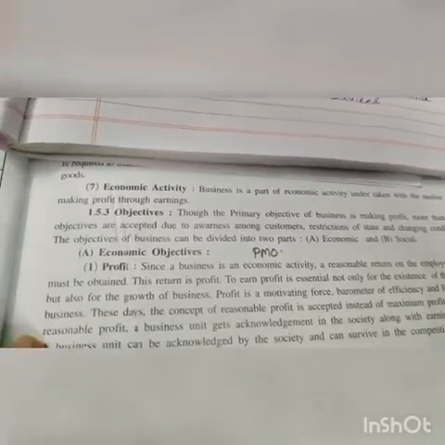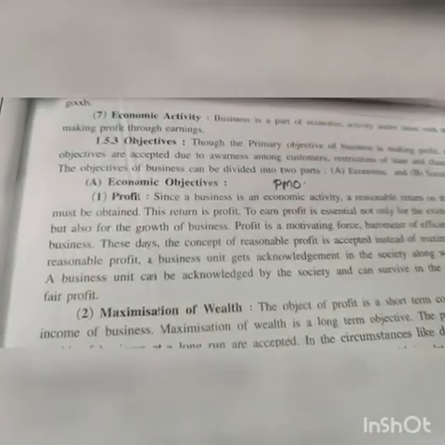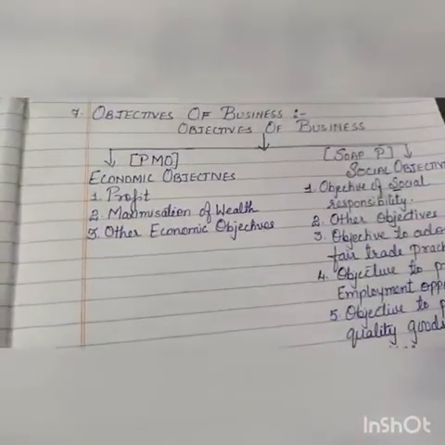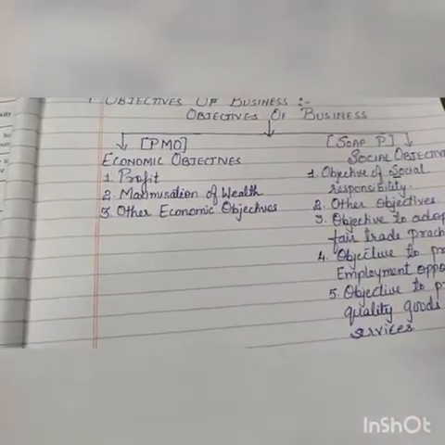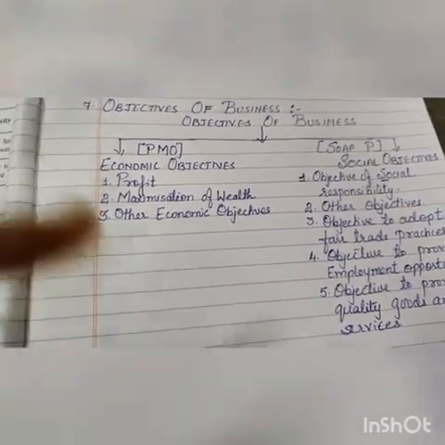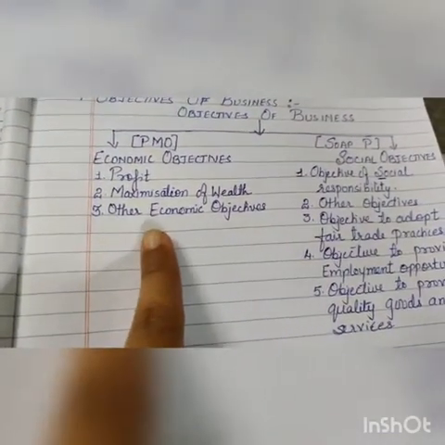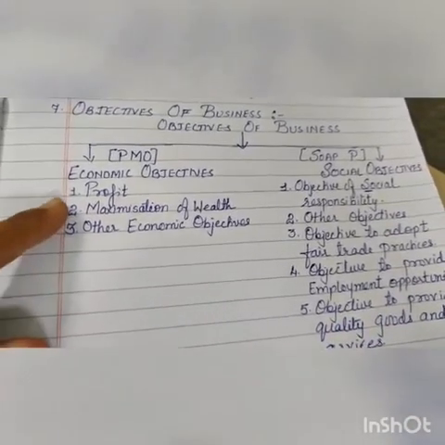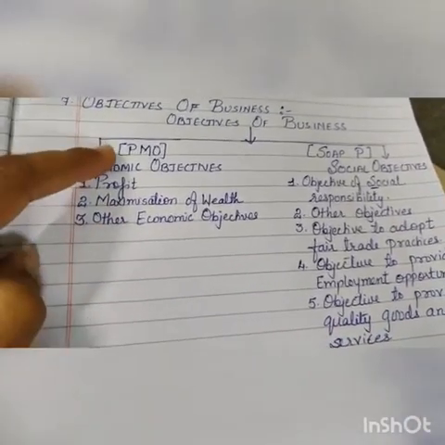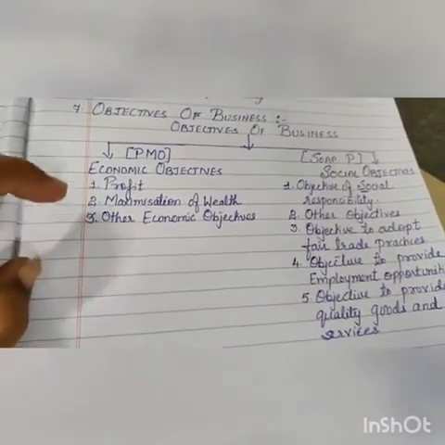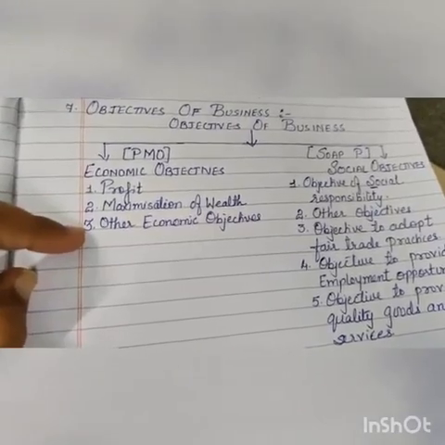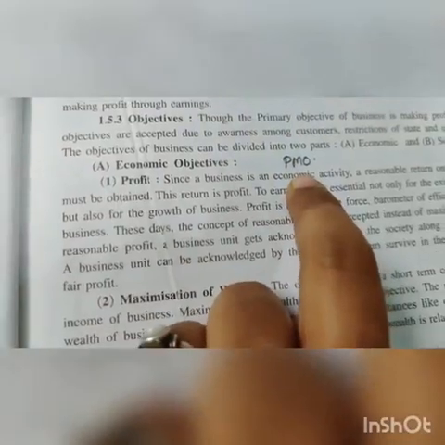Okay, so economic is given on this page and social objectives are given on the next page. See, I have given the key point also, that is objectives of business. First we will see the economic objective, and then the social objective. The key point for economic objective is PMO. First is profit, second is maximization of wealth, third is other economic objective.